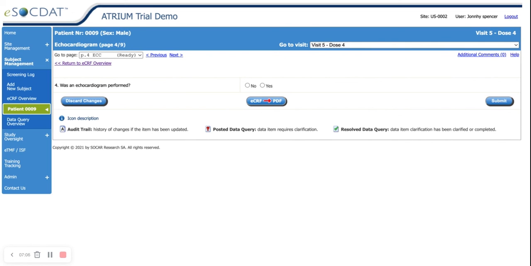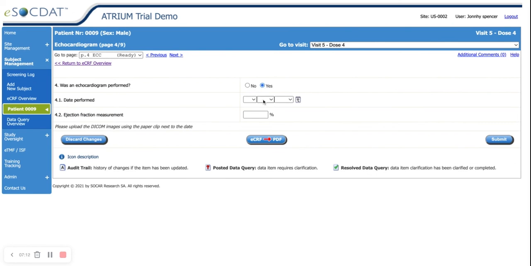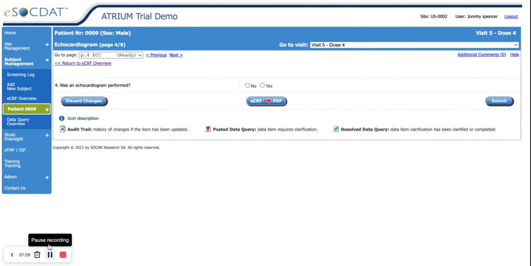Once the echocardiogram is performed, you'll go into this form and select yes. You'll enter the date, the ejection fraction, and then you'll upload the de-identified DICOM images here where there's a paperclip icon. Please refer to the ATRIUM Manual of Operations for the ATRIUM echocardiogram protocol.